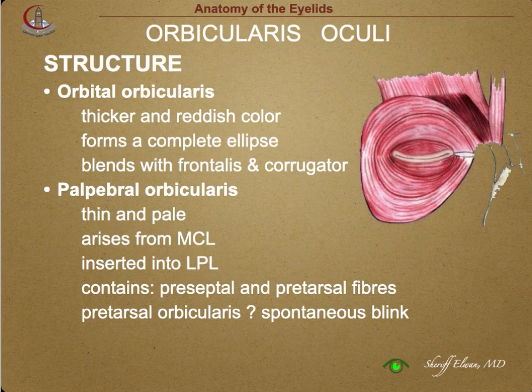The palpebral orbicularis is rather thinner and pale, and it arises from the medial canthal ligament from its upper border and its anterior surface, and is inserted into the lateral palpebral ligament, containing the preseptal and pretarsal fibers anatomically, those in front of the orbital septum and those in front of the tarsus. And the pretarsal orbicularis is thought to have a role in the reflex spontaneous blink.